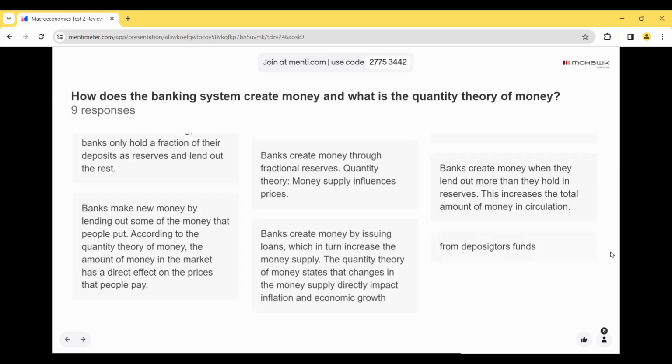According to the quantity theory of money, the amount of money in the market has a direct effect on the price people pay. Banks create money by issuing loans, which in turn increase the money supply. The quantity theory of money states that changes in the money supply directly impact inflation and economic growth.